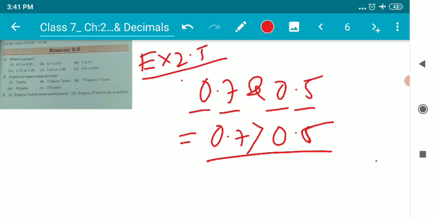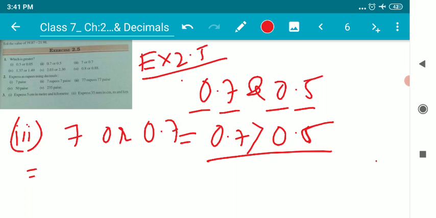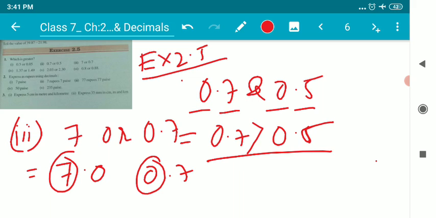Next is question number 3, whether 7 is greater or 0.7 is greater. Children, the first 7 can be written as 7.0 and here is 0.7. 7 is always greater than 0, which is the leftmost digit. So we can say 7.0 is larger than 0.7. 7 is itself a whole number. So children, this is how we can compare the numbers.